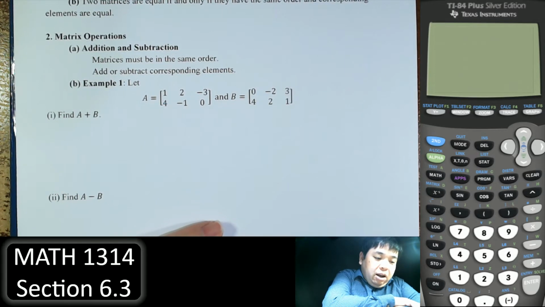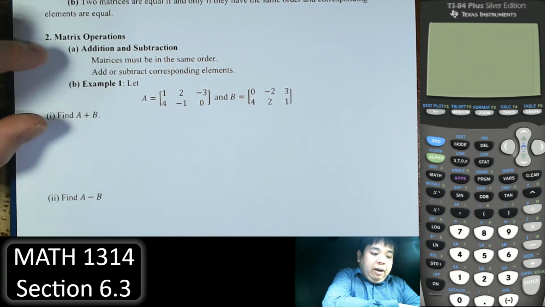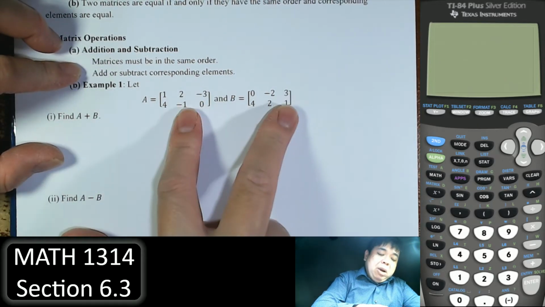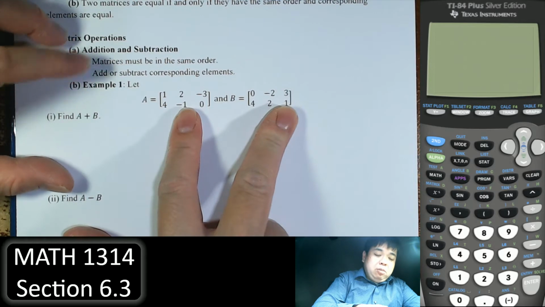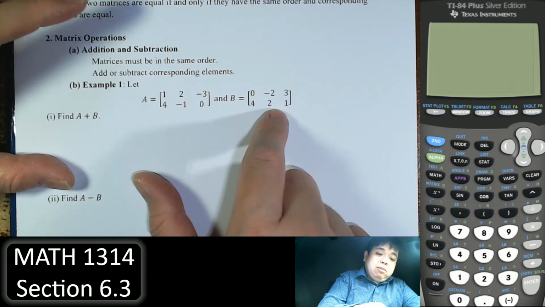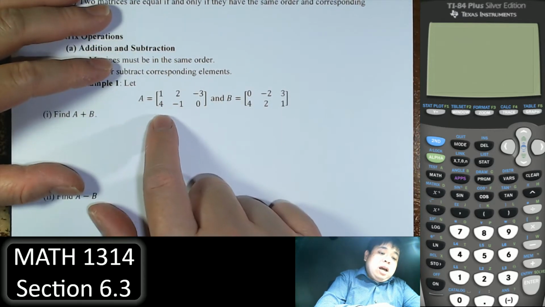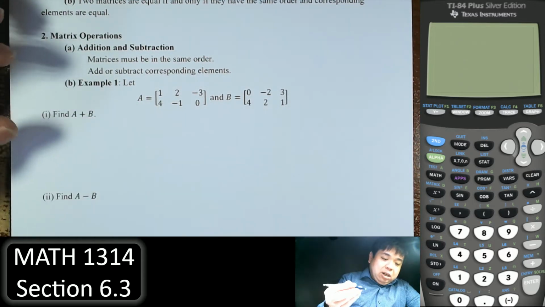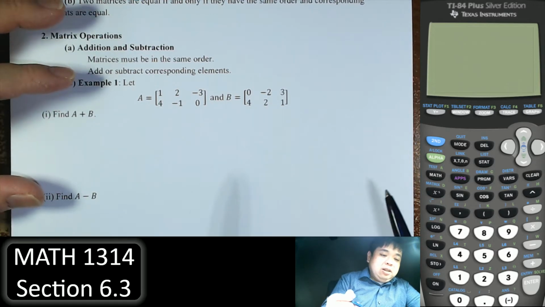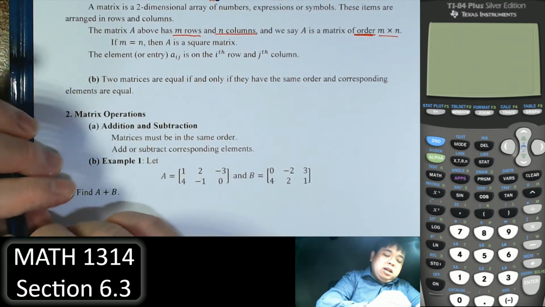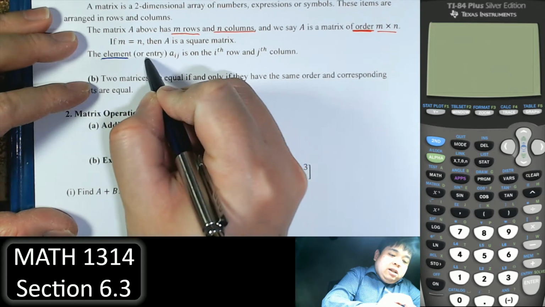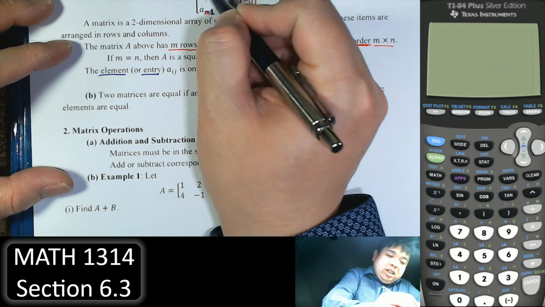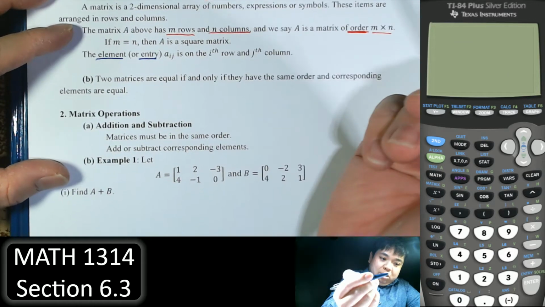Next, matrix operations. First one is addition and subtraction. When we add two matrices, they have to have the same order, meaning the same number of rows and the same number of columns. In that case, we can just add or subtract the corresponding elements or entries. Each element or entry occupies a cell of the table in the matrix.